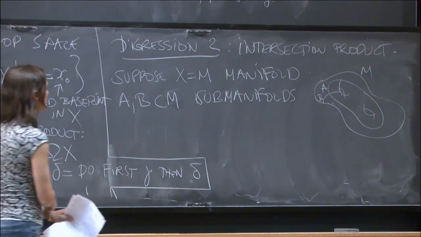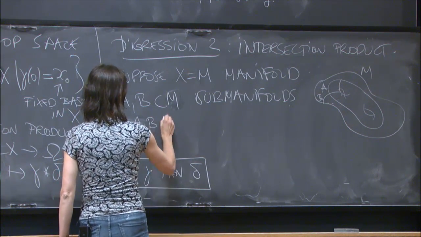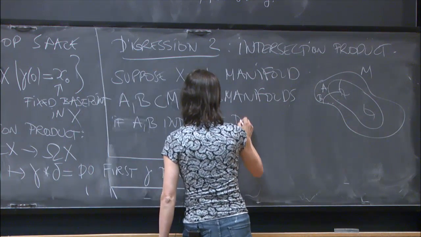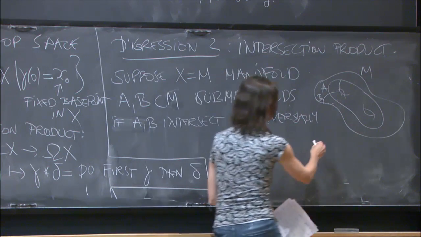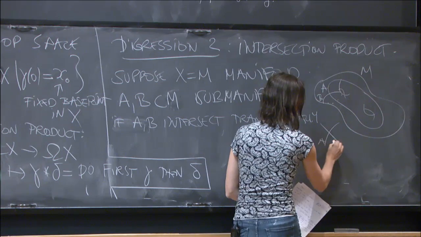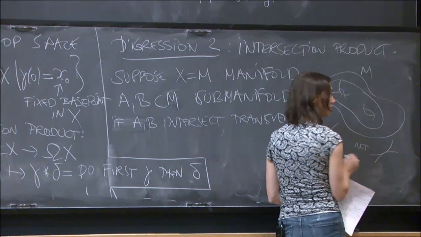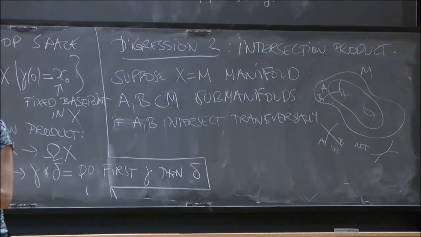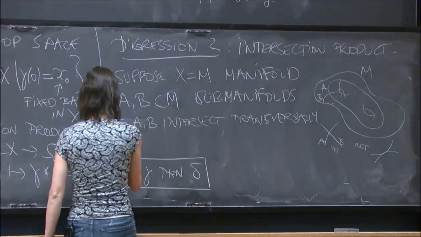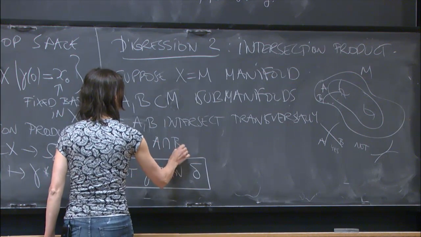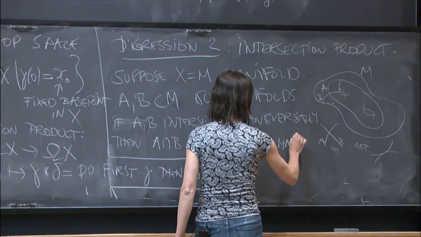Suppose A and B intersect transversely, they should intersect like this. Yes, A, B, that's good. Not start doing things like this. Okay, transversal. I'm not going to be much more precise. If they intersect transversely, if they intersect nicely, then their intersection, A intersect B, is again a submanifold. So it will also be nice.